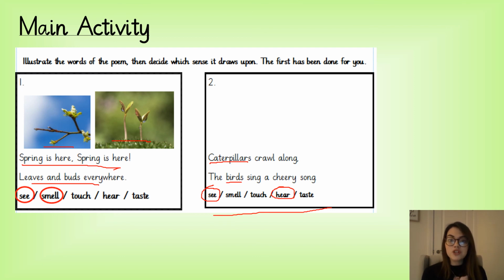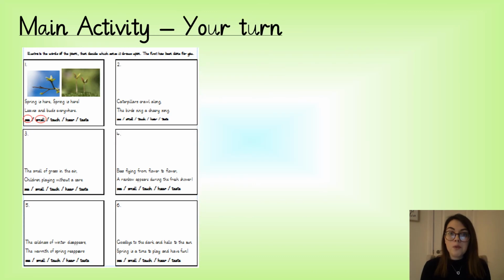Now your job is to do the next four on your own. So draw your pictures to match the words and then think about which senses they play on. We can't wait to see all of your beautiful drawings and see all of the things that you imagine whilst reading the lines of this poem. Remember, if you are struggling with this task, please let your adult know and we will be able to help you in any way that we can.